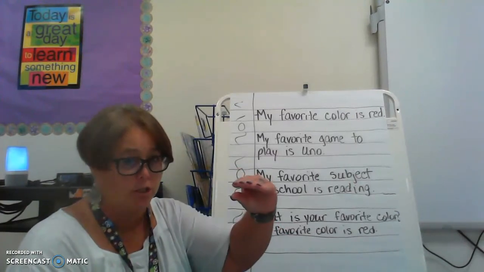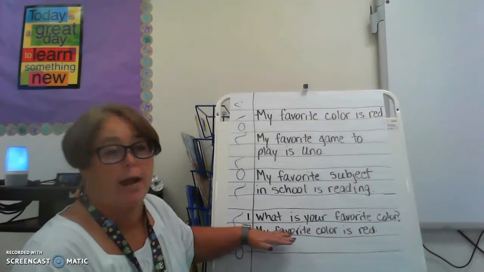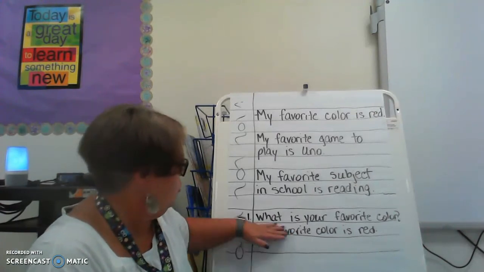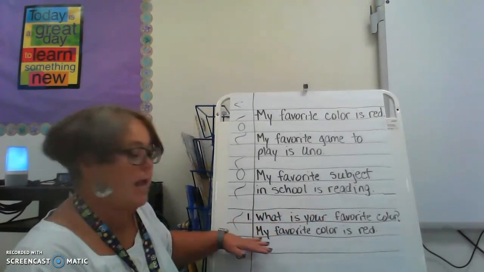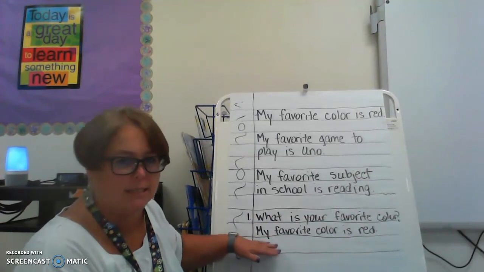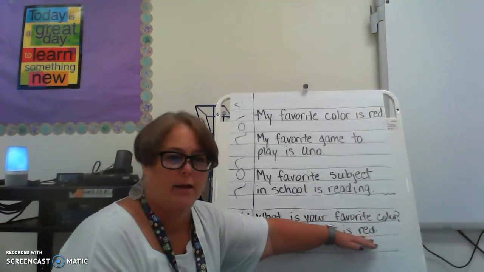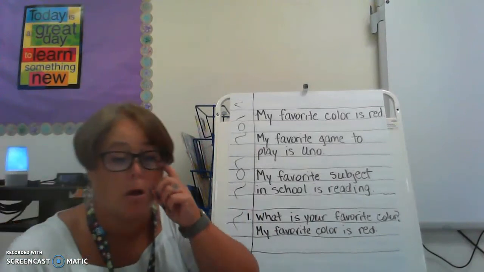So in your journal, you're going to click on the next slide. You're going to read the questions that I have on there. You're going to write them in your journal. What is your favorite color? Then you're going to answer with a complete sentence. My favorite color is red. There's going to be 4 questions on the next slide. 4 questions. And you're going to write the question and then your answer.